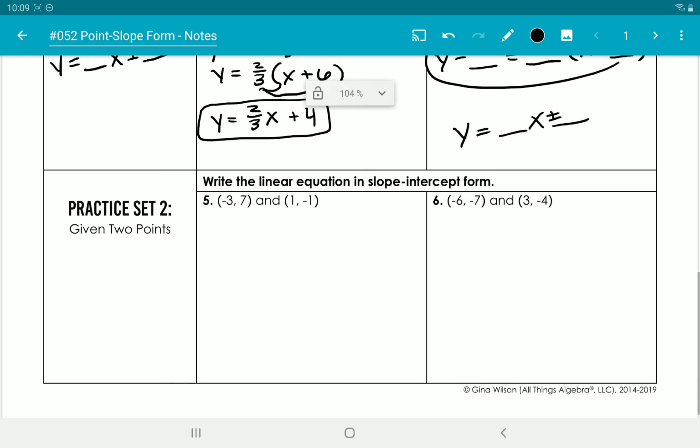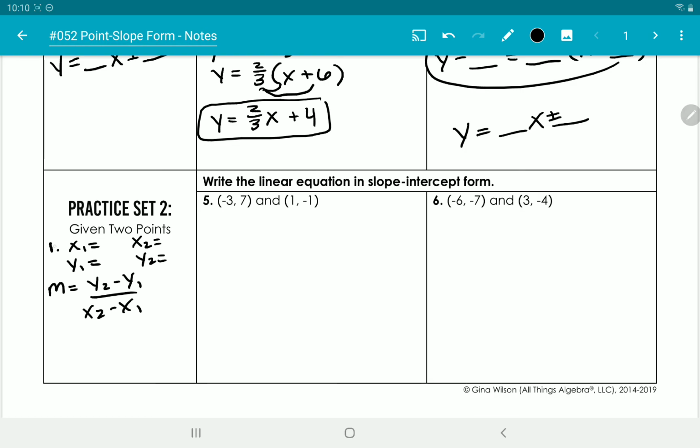Okay, welcome back. So now we're going to look at practice set number 2. These ones are actually giving us 2 different points, and we're going to write the linear equation in slope-intercept form. Slope-intercept, again, is the one that we're looking for at the end, but we're going to start by writing it in point-slope form. So in order to find point-slope form, we need x1, y1, and then we need the slope, but we also need x2 and y2 to find the slope. So using the 2 points, we're going to do y2 minus y1 divided by x2 minus x1. That's going to give us our slope.